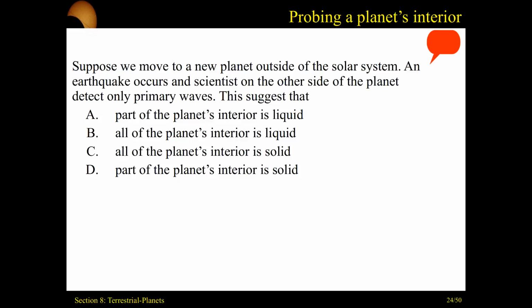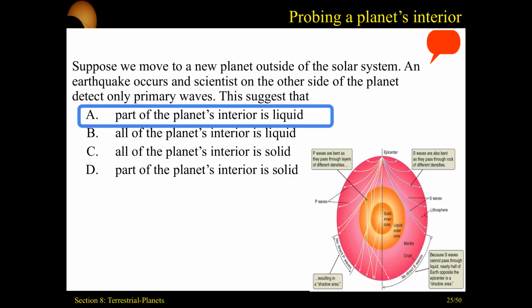So let's apply the knowledge that we've been talking about. Let's say we've moved to another planet, and on that planet you're at the epicenter of an earthquake. Strange name, calling it an earthquake, but we'll call it an earthquake. And a scientist on the other side of the planet detects only P waves. What information does this tell us about the interior of that planet? What have we learned from this one experiment? Go ahead and pause the video, go back to the previous figure to help you come up with the answer, and come back.